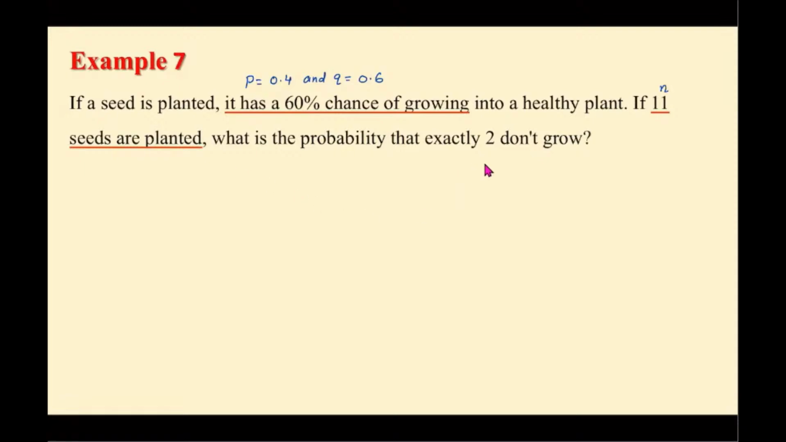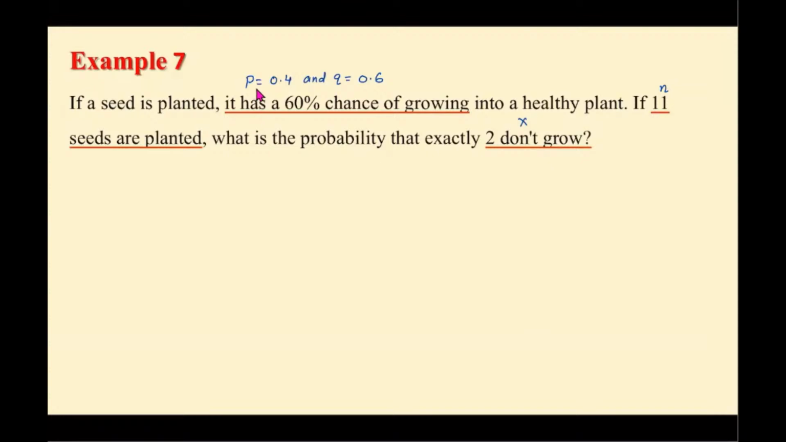We have to find the probability that exactly 2 of them don't grow. So X is equal to 2. Once we have this fundamental idea, what we know is if you plant a seed, it will either grow or it will not grow. Only 2 outcomes.